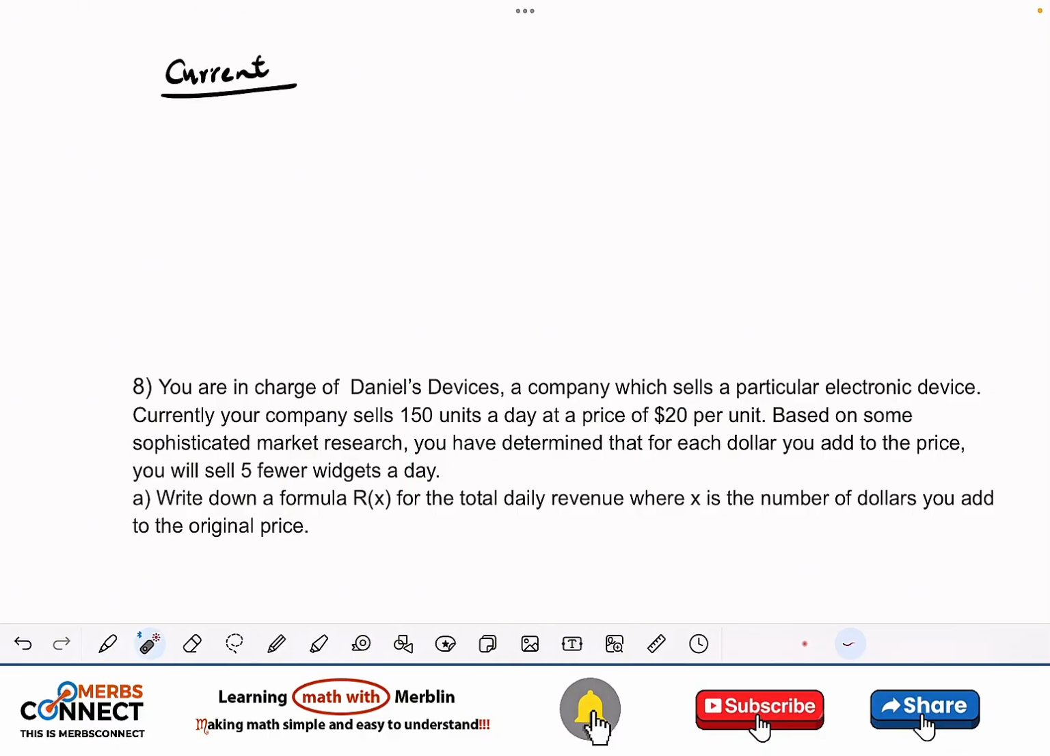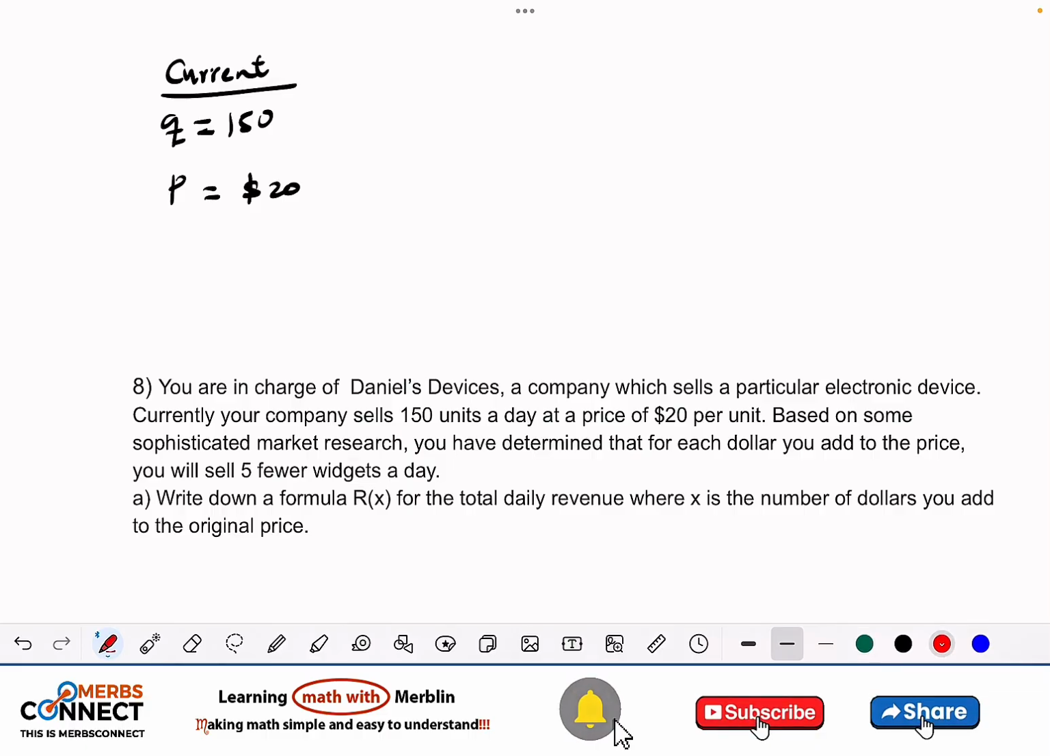Currently your company sells this unit a day at a price of this unit. So it means the current quantity and the current price. The current quantity is equal to 150 per day, right? And then the current price is equal to $20. So this is what you're going to get.